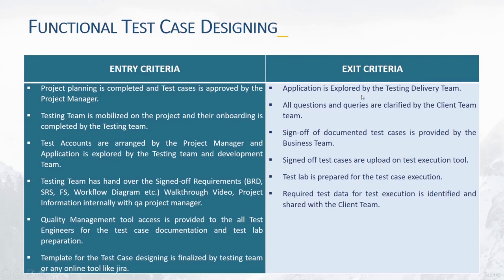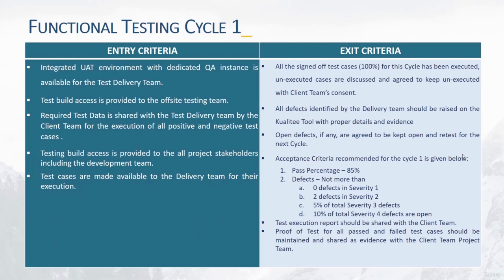And the exit criteria for this activity will be that the application is explored by the delivery testing team and all questions and answers are clarified by the client team, and we then sign off the document. Test cases are provided by the business team. Then the signed-off test cases are uploaded on the test execution tool, and the test lab is prepared for the test case execution. At the last, the required test data for execution is identified and shared with the client team.